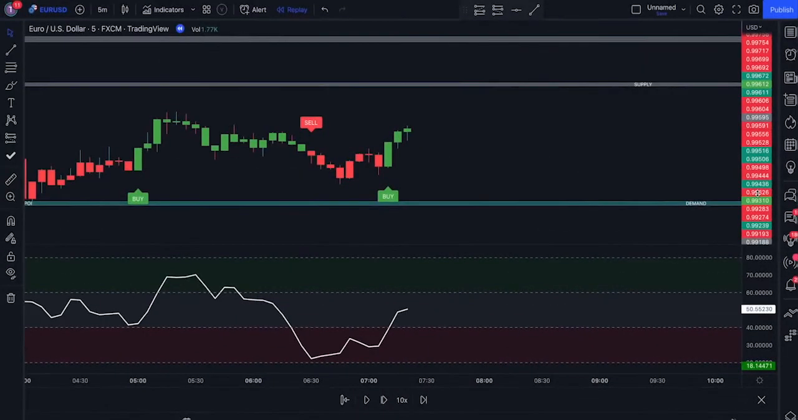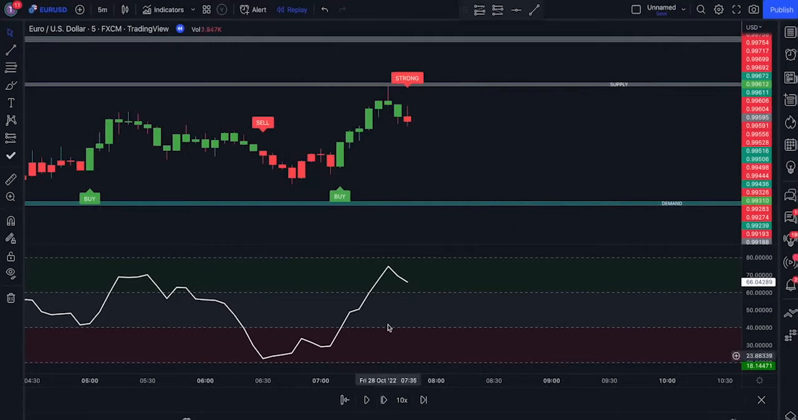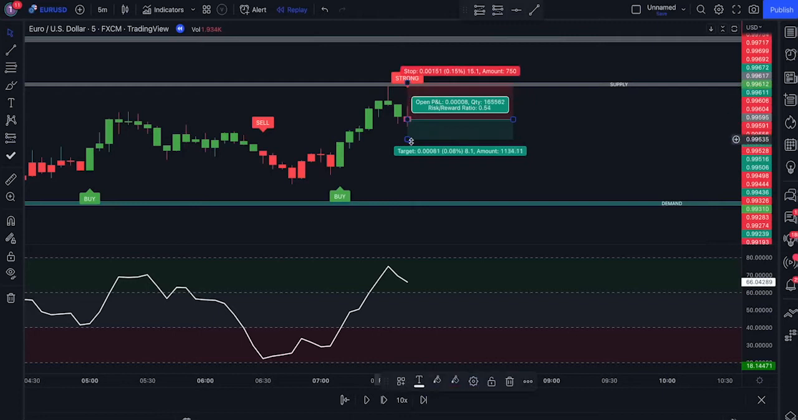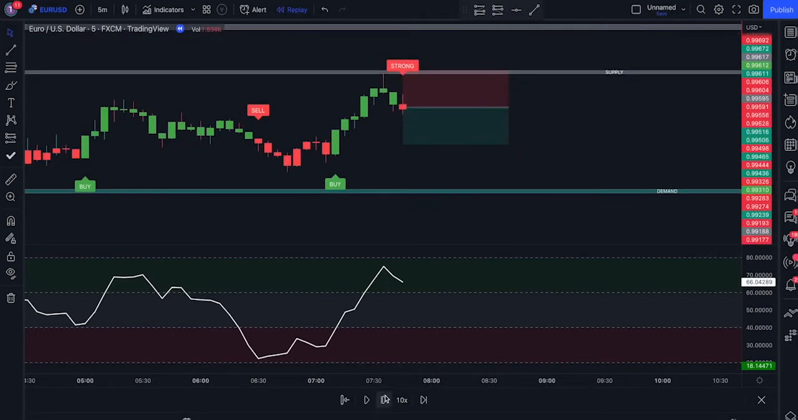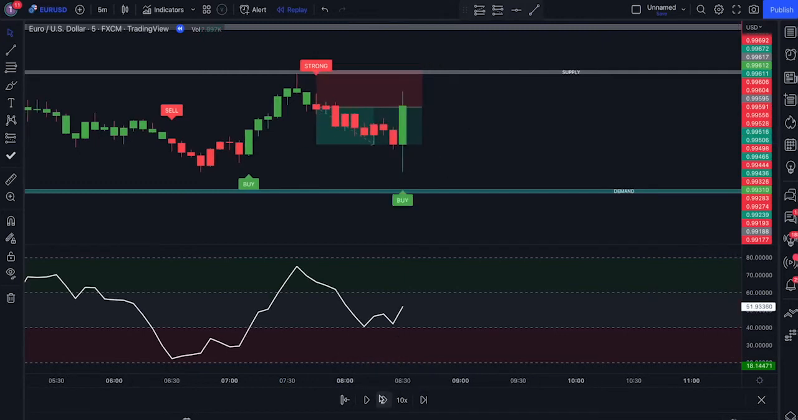Okay, let's see a couple more examples. So here we had the market rejecting off of the supply zone, and the indicator issued a signal to sell. The money flow index is overbought, which confirms our entry. We see the market reached the first target, but unfortunately the stop loss on the second half got triggered.